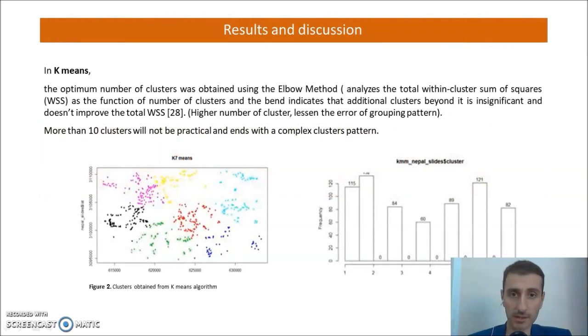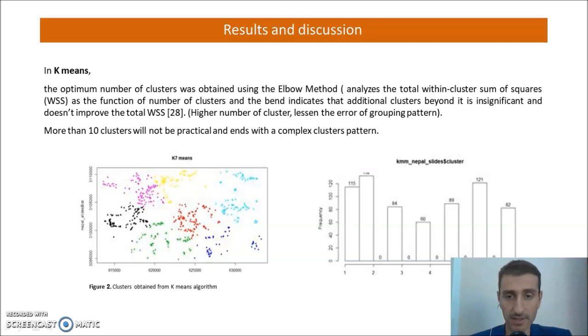So we come to the results and discussions. Firstly, we start with the k-means. As you see here, the k-means is using the optimum number of clusters obtained from the elbow method. For the finding, they analyze the total within-cluster sum of squares.